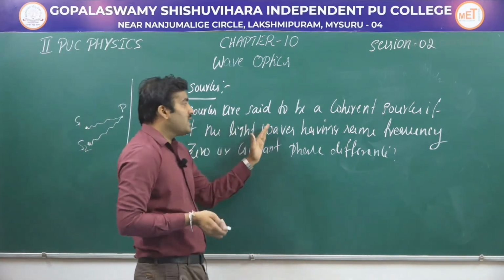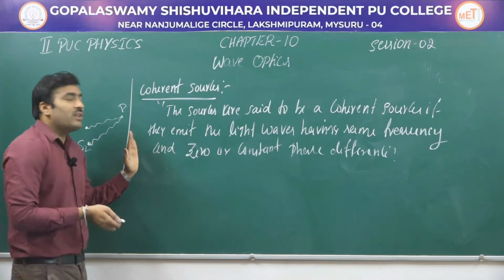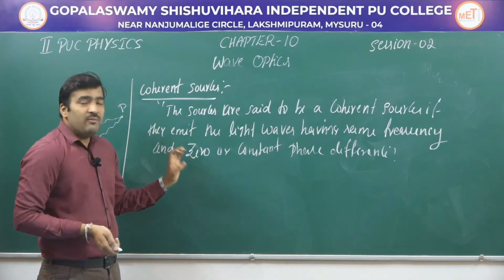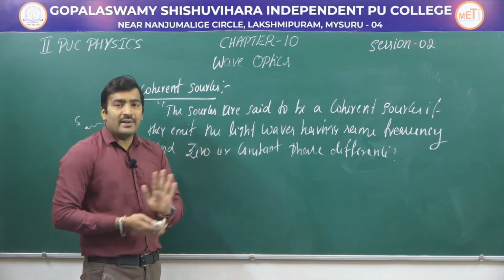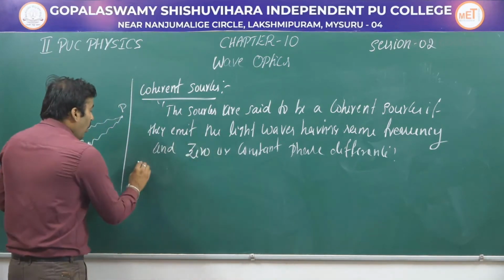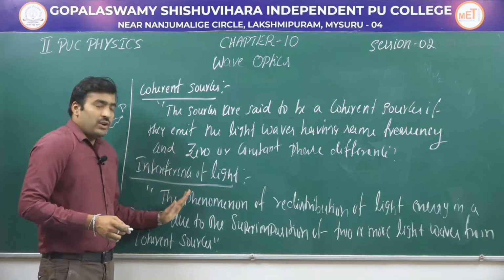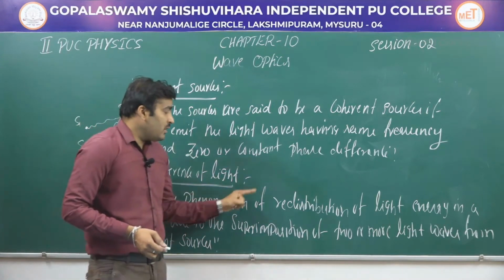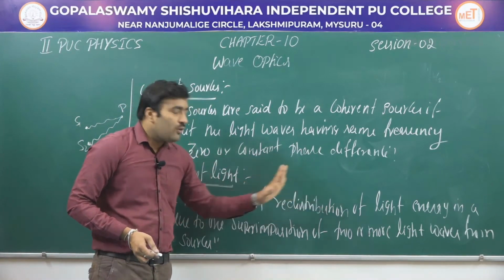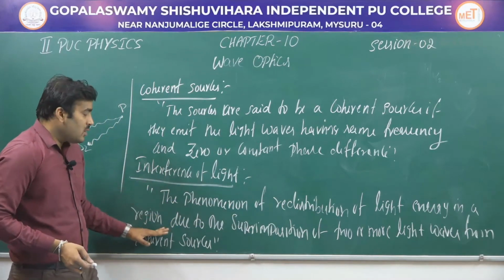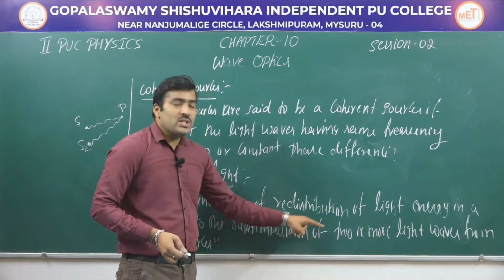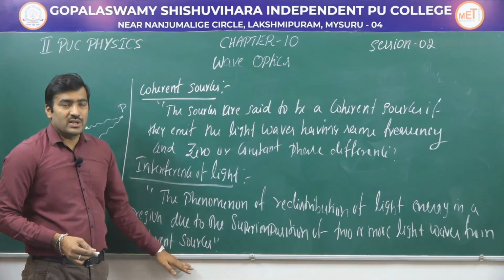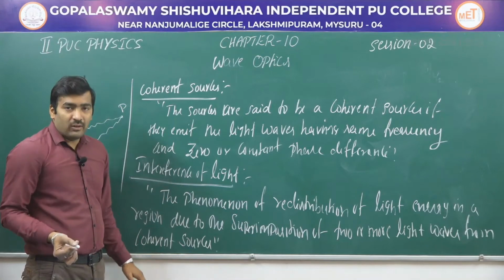The sources are said to be coherent sources if they emit light having the same frequency and zero or constant phase difference. Now, what is interference of light? The phenomenon of interference of light is defined as the phenomenon of redistribution of light energy in a region due to the superimposition of two or more waves emitted by coherent sources. So this is how we define the interference of light.